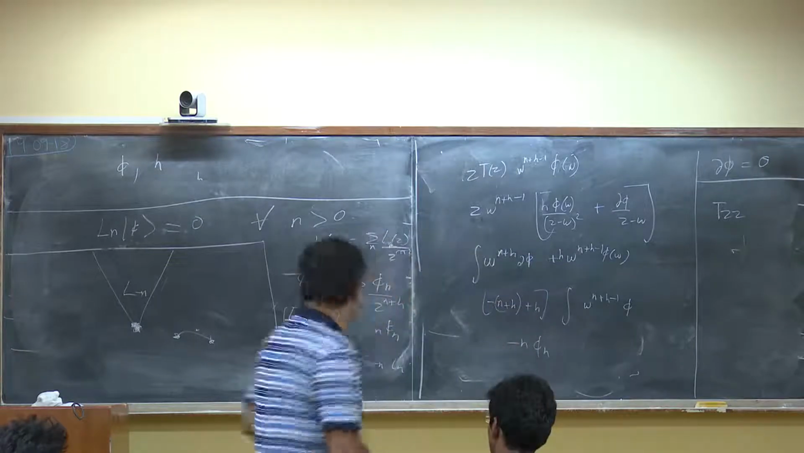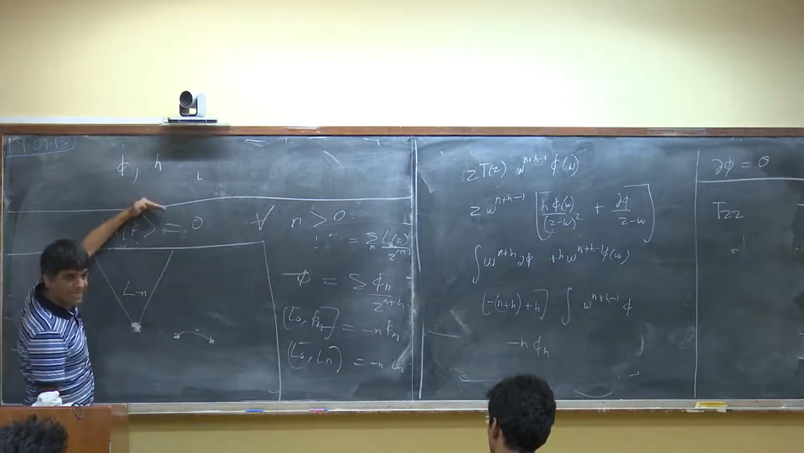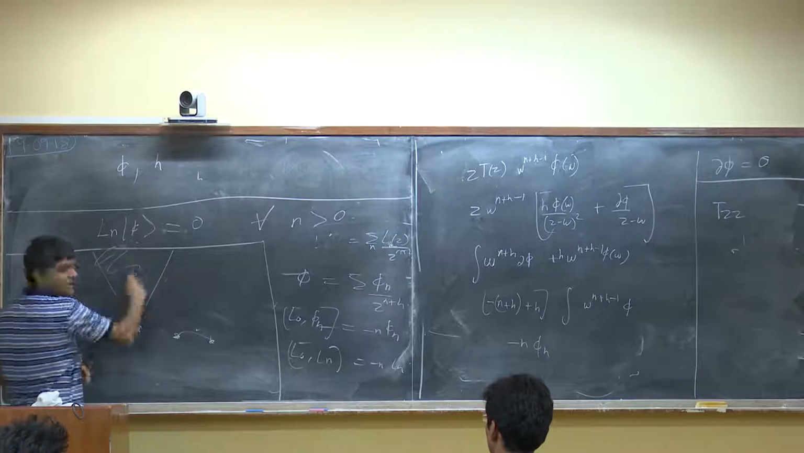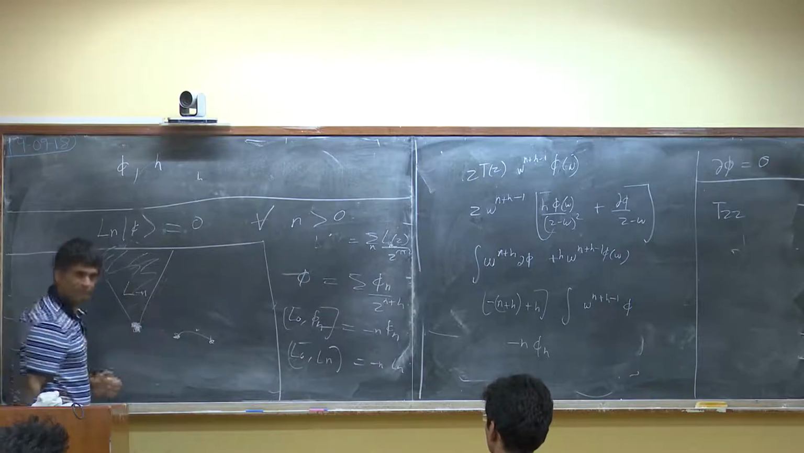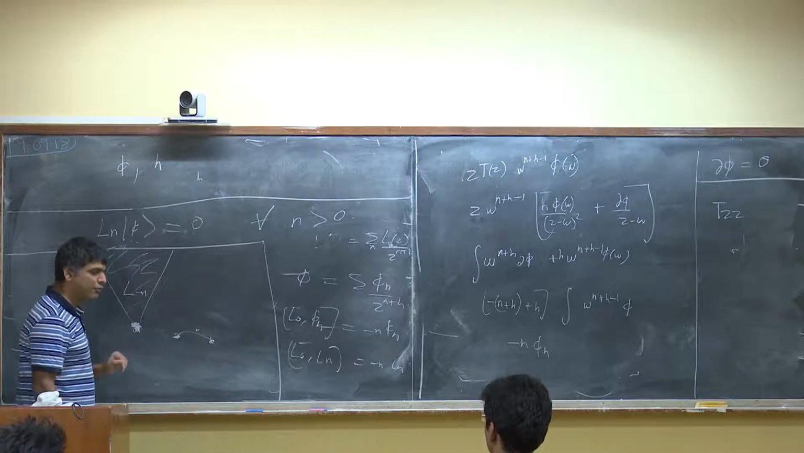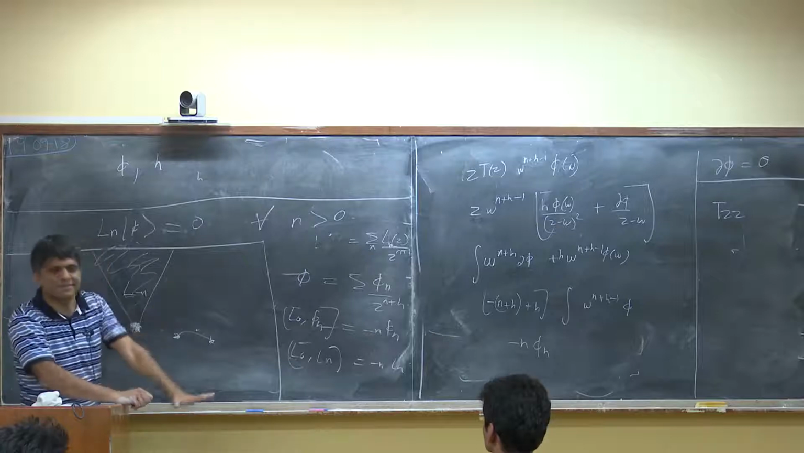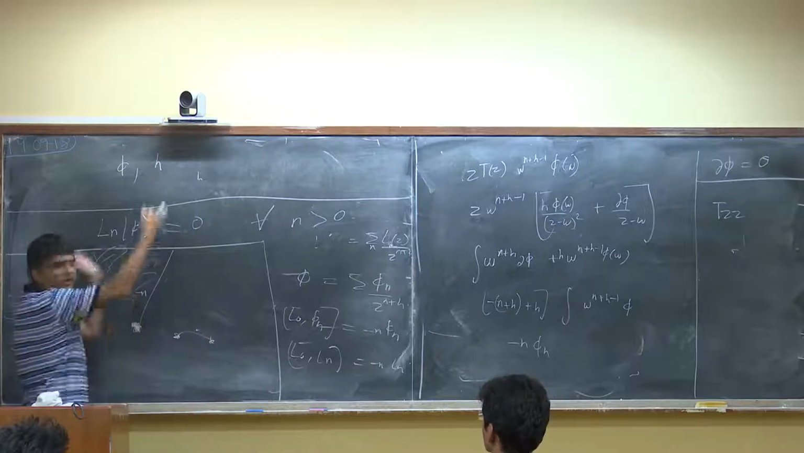So you start with a single primary here, you act with L minus n, and you get what is called a module, the Verma module. We may talk a bit about null states in 2 minutes. Actually, the Verma module is the thing with the null states. Doesn't matter. But you get some module.